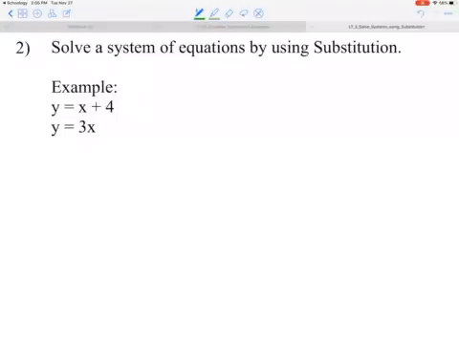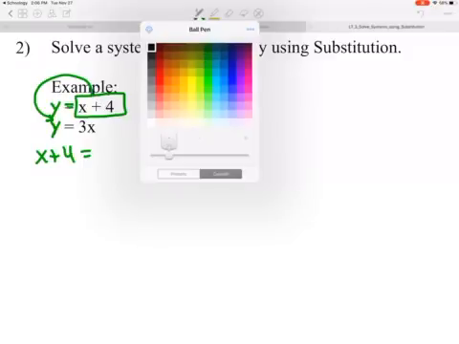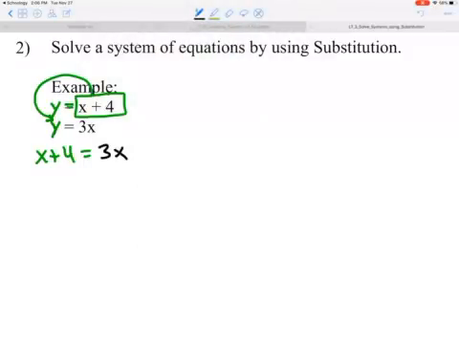Okay. In this example, we've got y is equal to x plus 4. So I'm going to take that x plus 4 and plug it in for y in the second equation. So I get x plus 4 is equal to 3x. I just took the y in this equation and substituted what the y was equal to from the other equation. So I have x plus 4 equals 3x. I'm going to subtract x. I get 4 equals 2x, and so therefore 2 is equal to x.